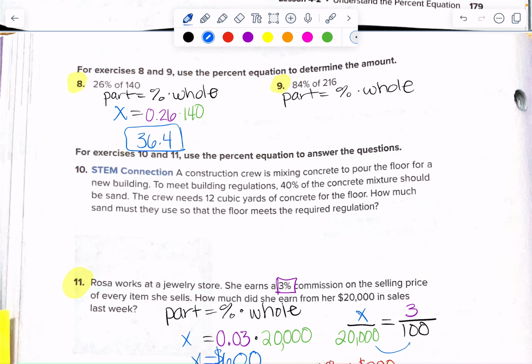And the next one, 84% of 216. So 84%, I'm given a percent. I'm going to write that in decimal form times the 216, and that is going to equal my part. And so when I take 0.84 times 216, I'm going to get 181.44.